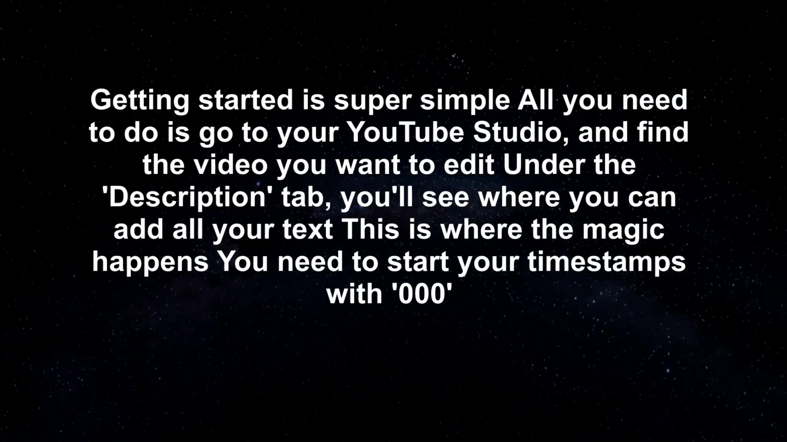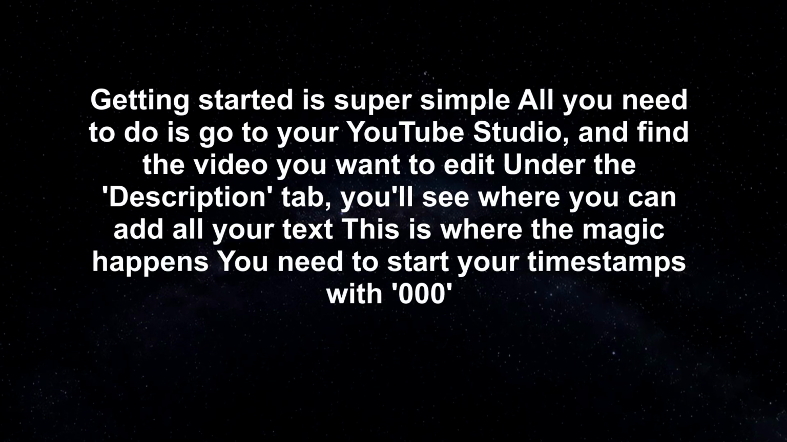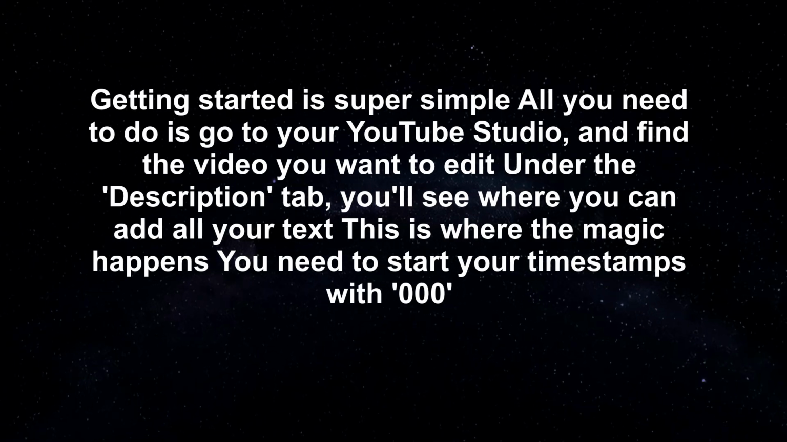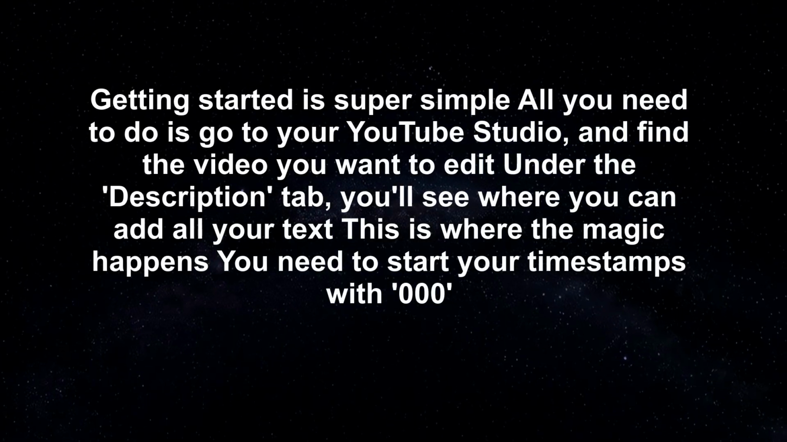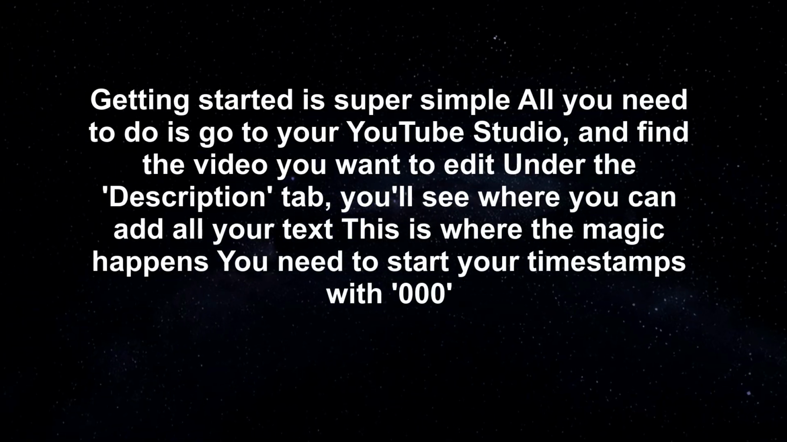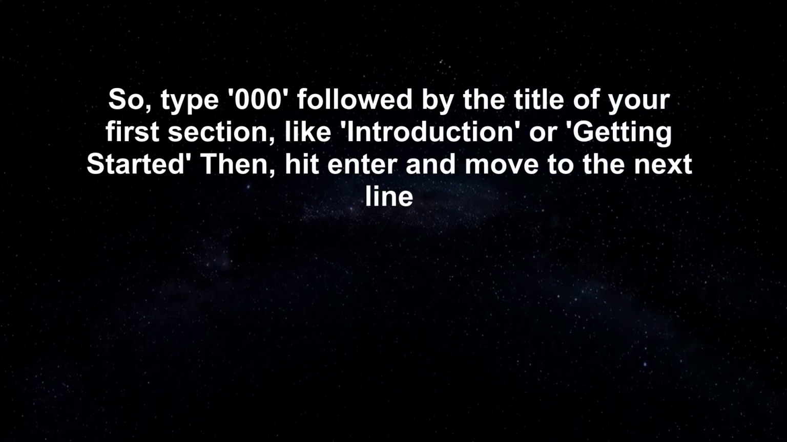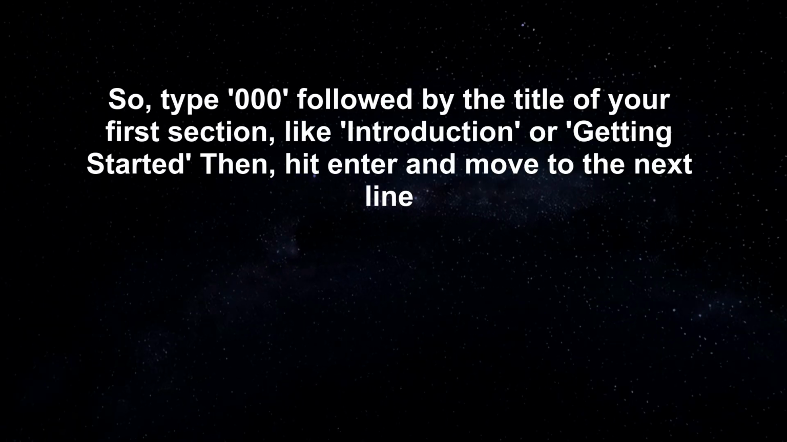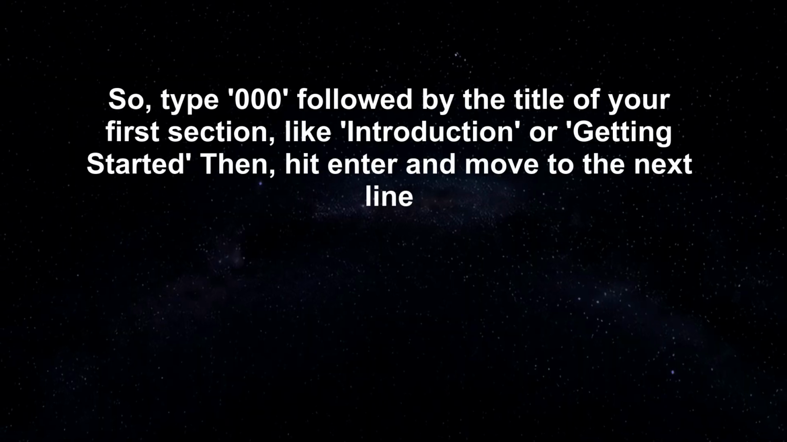Getting started is super simple. All you need to do is go to your YouTube Studio and find the video you want to edit under the description tab. You'll see where you can add all your text. This is where the magic happens. You need to start your timestamps with 0. So type 0 followed by the title of your first section, like introduction or getting started, then hit enter and move to the next line.